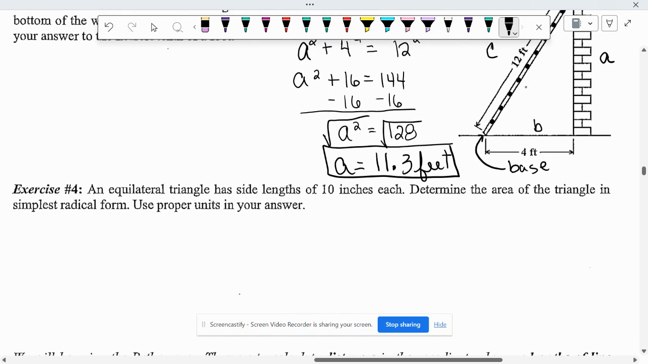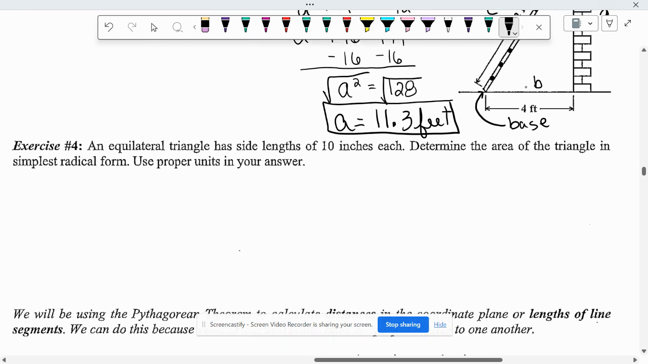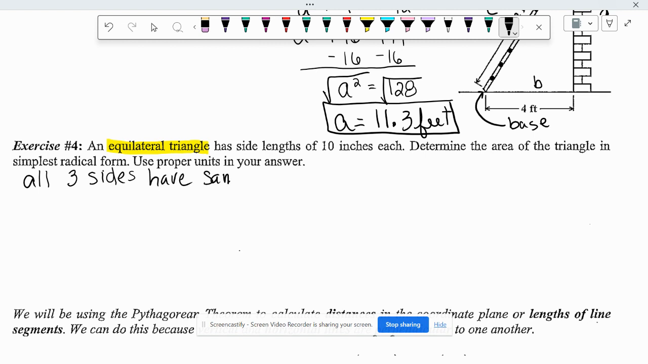Equilateral triangle. What in the heck is an equilateral triangle? I don't even know what that is. Equilateral? Oh, that's when all the sides are equal. Let's write that down. All 3 sides have the same measure. Literally in the name. Equilateral. You're right. It really is in the name. I don't know why I didn't notice that. All 3 sides are the same. They have the same measure.